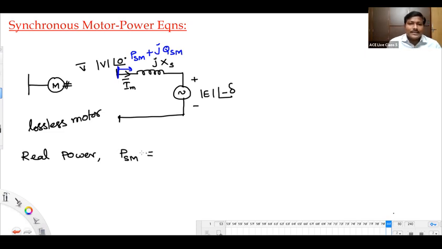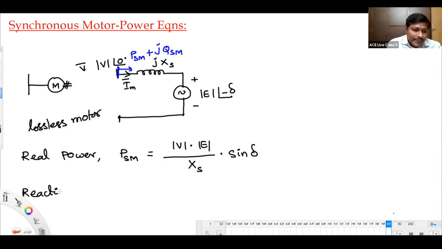That you can write as, listen please, mod V into mod E by XS into sine of the angular difference. That sine of angular difference will come as sine of 0 minus of minus delta, which will be sine delta. So mod V into mod E by XS into sine delta, that is the real power absorbed by the motor. Now the reactive power absorbed by the motor.